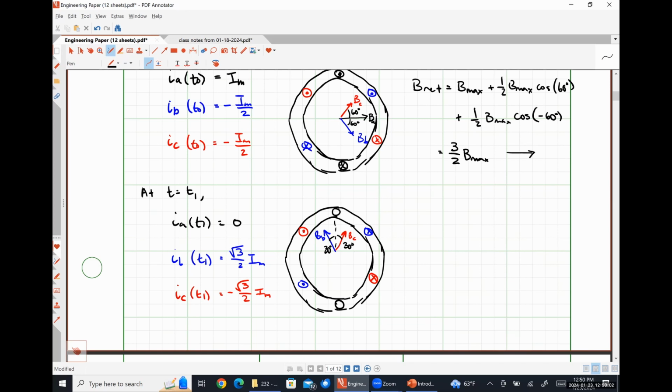So what's our net field direction going to be? Straight up, absolutely right. Okay. And so the magnitude of that net field is 0 plus √3/2 times B max cosine positive 30 degrees plus square root of 3/2 B max times the cosine of negative 30 degrees, which comes out to be exactly 3/2 of B max with the direction up. So our field strength has stayed constant, but we're now 90 degrees away from where we started from.